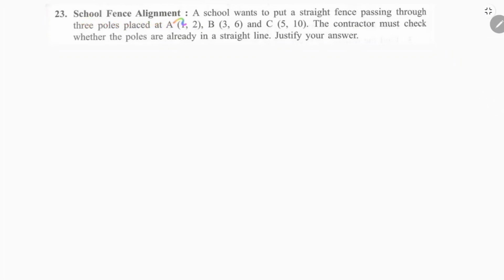Problem is based on school fence alignment. A school wants to put a straight fence passing through the three poles placed at A (1, 2), B (3, 6) and C (5, 10). The contractor must check whether the poles are already in a straight line. Justify your answer. So here the problem is based on collinear points. We need to check whether the three positions lie on the same straight line or not.